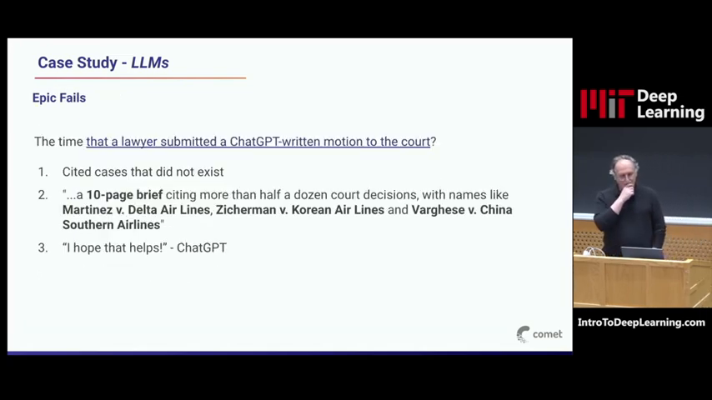So I want to move to some epic fails now. You may have heard about the lawyer that submitted a ChatGPT-written motion to the court. Did you hear about this? We'll make these slides available, or you can Google it and you'll probably find it. This happened in Manhattan, New York. The lawyer, overworked I'm sure, had one of his assistants create a 10-page brief citing more than half a dozen court decisions with names like Martinez versus Delta Airlines, Zickerman versus Korean Airlines. These cases don't exist. Completely fabricated, made up out of whole cloth, hallucinated.